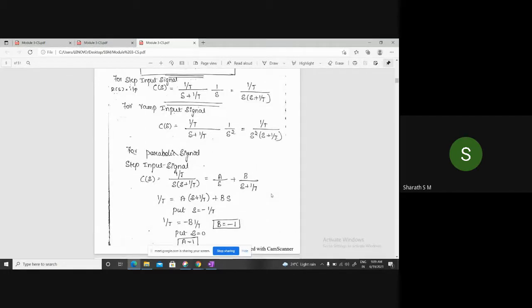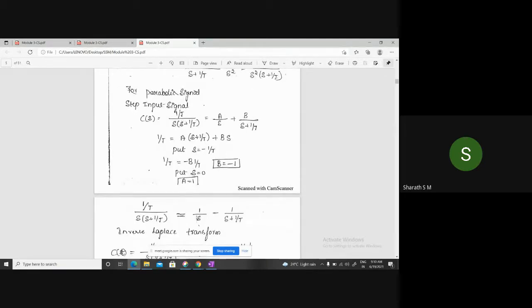So with respect to step input, just consider this equation. C of S is equal to 1 by T divided by S into S plus 1 by T. This one we can calculate by partial fractions. So by partial fractions, it is A by S plus B divided by S plus 1 by T. Applying the partial fraction, we can calculate the values of A and B as B is equal to minus 1 and A is equal to 1. So substitute those A and B values in the C of S equation, that is equal to 1 over S minus 1 over S plus 1 by T.